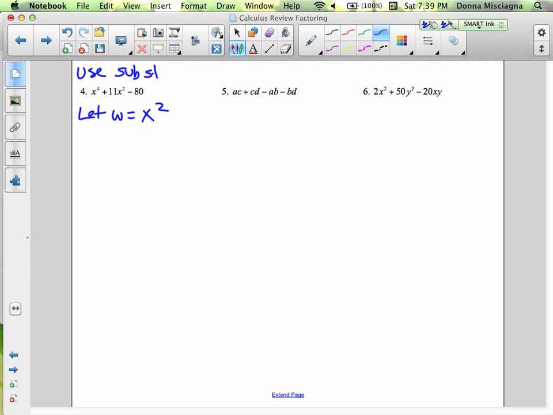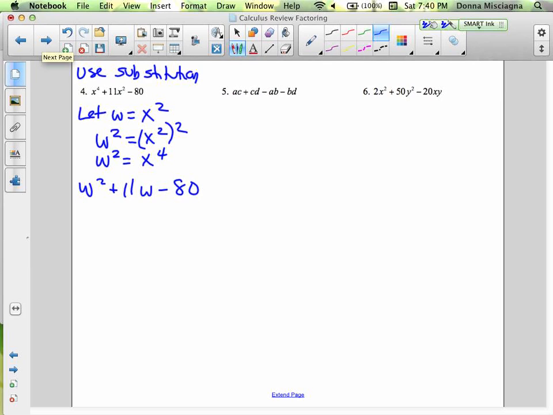So if you don't really like the exponents you have, and one is just the other exponent squared, just use another variable. We usually just say w, because w wasn't doing anything anyway. And let that equal x squared, then w squared equals x squared squared. And when you raise a power to a power, you multiply exponents. So w squared equals x to the fourth. So now we have w squared plus 11w minus 80. And now we can just factor.